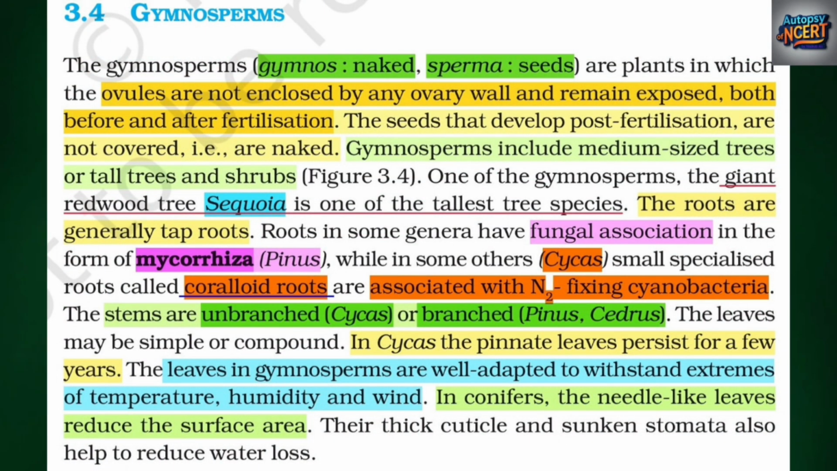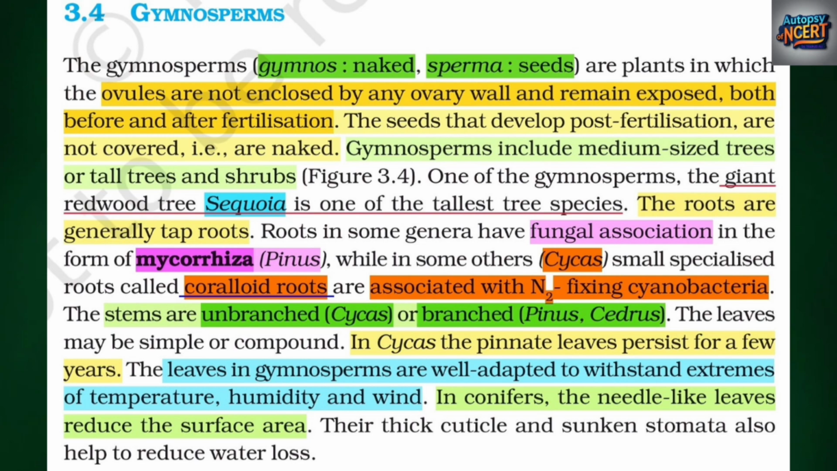3.4 Gymnosperms. The gymnosperms (gymnos, naked; sperma, seeds) are plants in which the ovules are not enclosed by any ovary wall and remain exposed, both before and after fertilization. The seeds that develop post-fertilization are not covered, that is, are naked. Gymnosperms include medium-sized trees or tall trees and shrubs, Figure 3.4. One of the gymnosperms, the giant redwood tree Sequoia, is one of the tallest tree species.